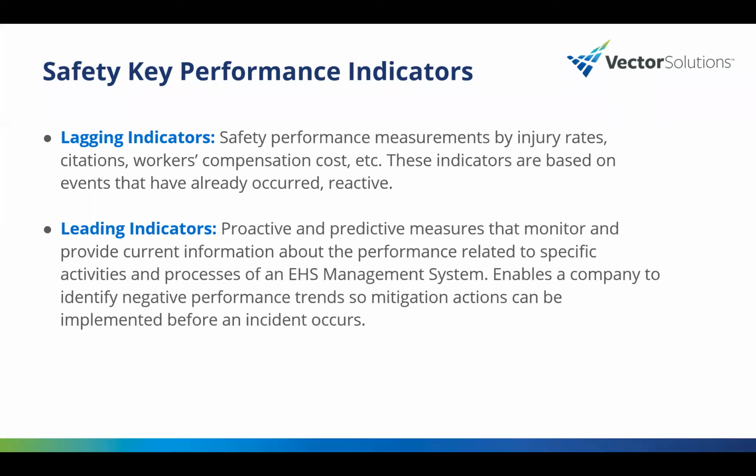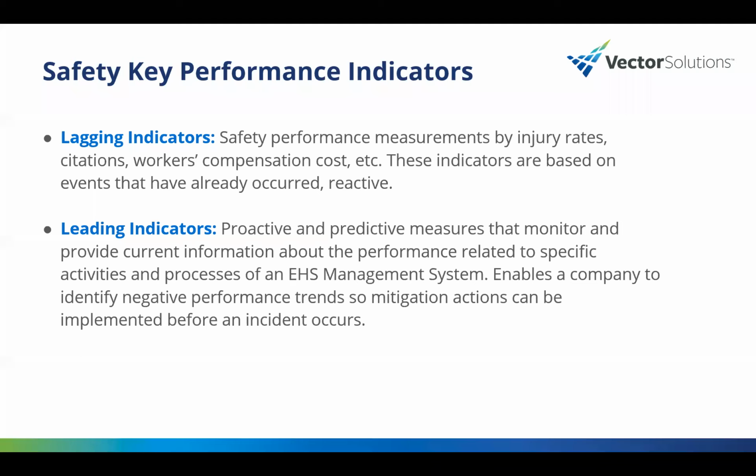So just real quick on performance indicators, two main categories of indicators: lagging and leading. Lagging indicators are measurements like your recordable rates, your lost time rates, DART rates, maybe it's citations, maybe it's your workers' comp EMR, experience modification rate. These are based on events that have already occurred. And in the investigation process, hey, an event has already occurred. But these are very important and need your full attention, and Claire talked about it, to prevent reoccurrence.